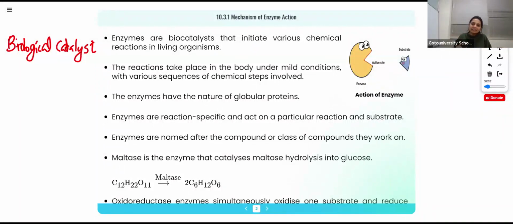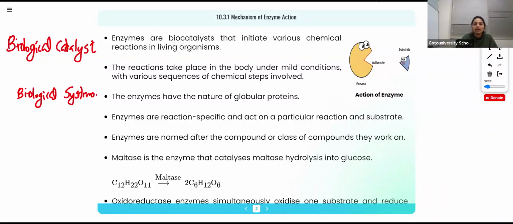Then biological catalyst means they are working inside our body, in a biological system. Other catalysts are not working in our body. They are working in chemical reactions outside the body. Platinum or palladium metal is not there in the human body, right? Yes. So biological catalyst means they are working inside the living body.